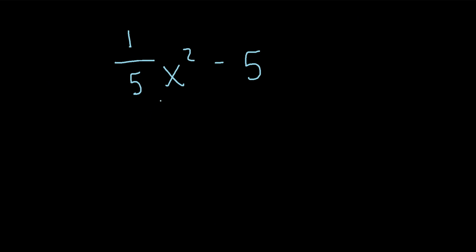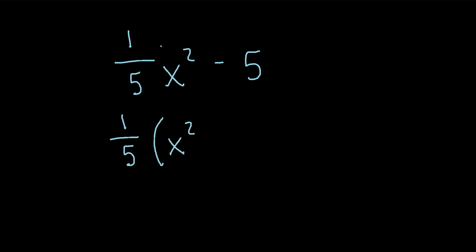All right, let's try this one. Let's say we have 1/5 x squared minus 5. How can we factor this expression? Well, again, we have a fraction as the leading coefficient, and we said we like this leading coefficient to be a 1. So the way to get this to be a 1 is just to pull out this 1/5, because then we'll be left with x squared.